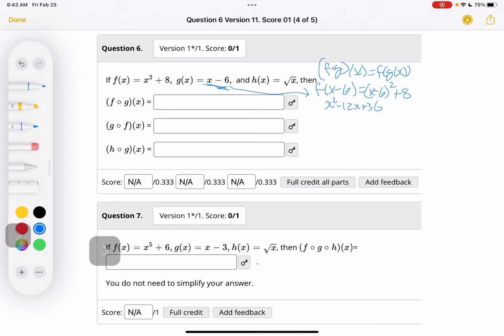It's very common when we do those binomial expansions that students like to skip the minus 12x. They just do x squared plus 36 or minus 36. They just make mistakes there. But you really need to include the middle stuff. Otherwise, it's wrong. So plus 8, so you get x squared minus 12x plus 44.